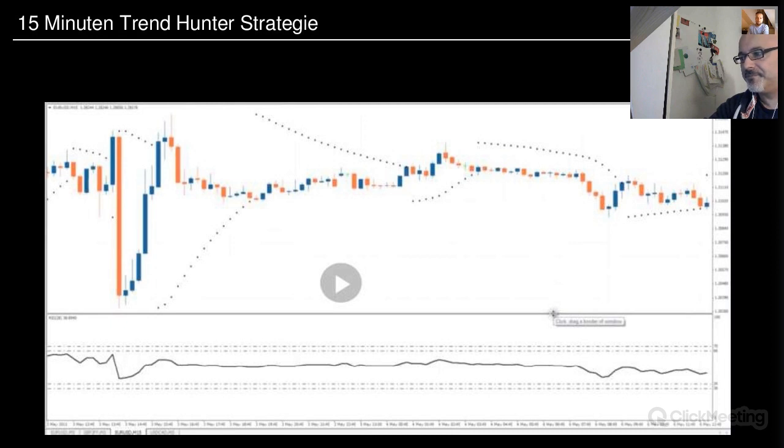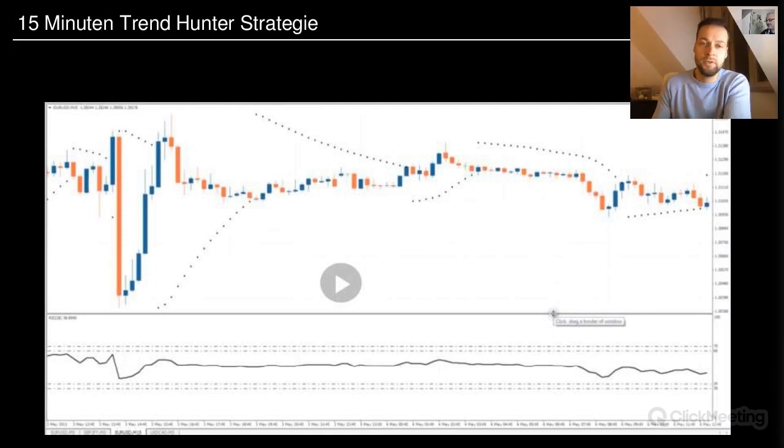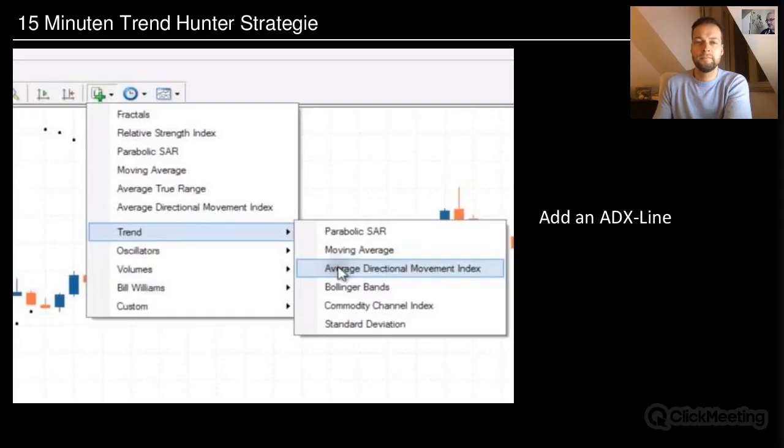Now you can see four lines in the RSI indicator, and we only pay attention to the 34 and 66 levels. You can delete or remove the 70-30 or the 80-20 levels, which are usually the standard setting.